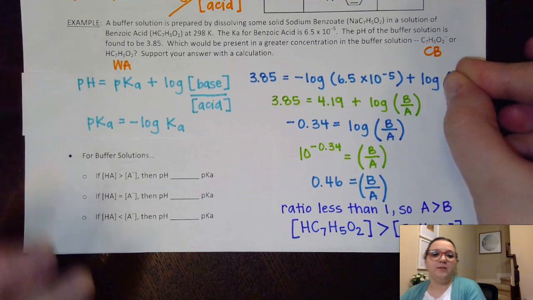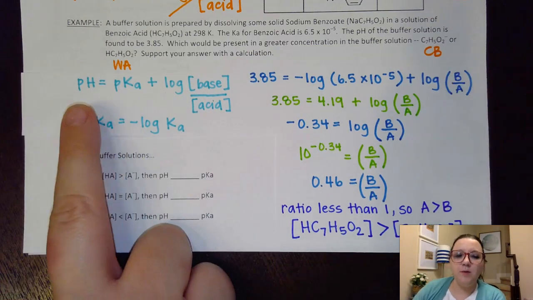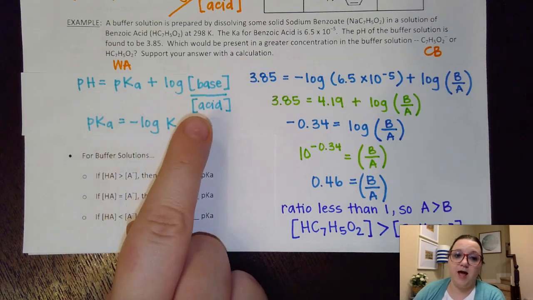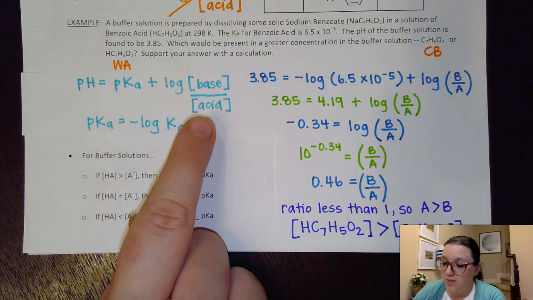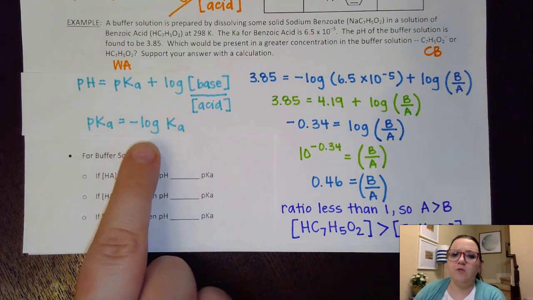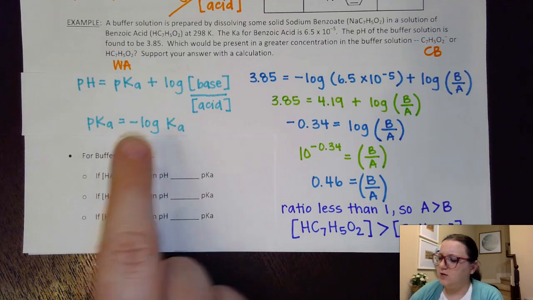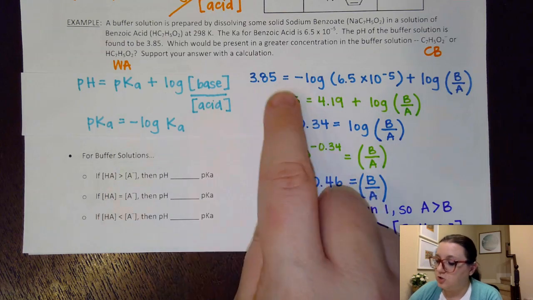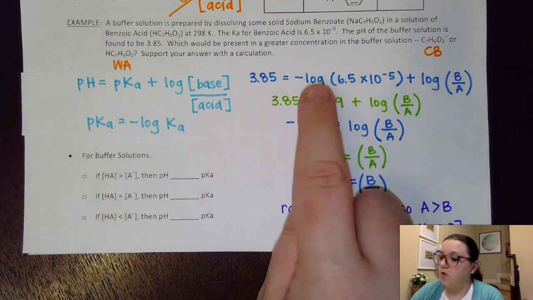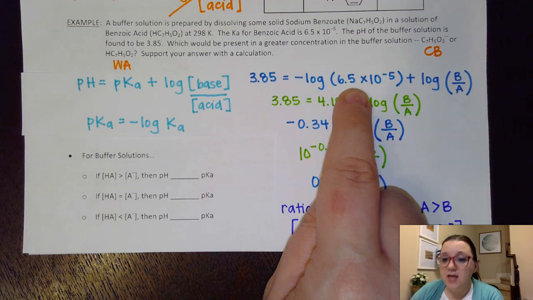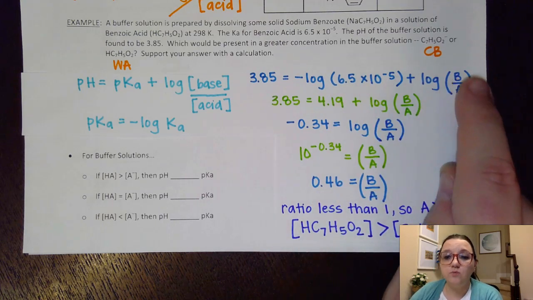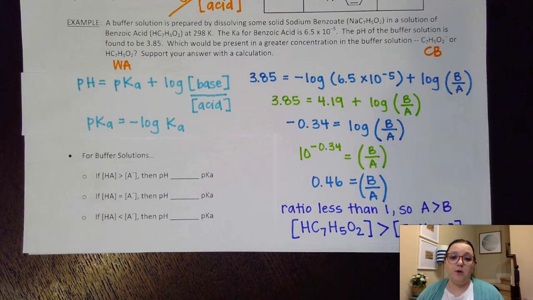So first off, I wrote my equations over here. I know I'm going to need to think through this: pH equals pKa plus the log of base over acid. I also know that I don't have pKa, I have Ka, and so I need to do the negative log of Ka. So what I did here is I set up what I know in my equation. I know the pH, I know that I have to take the negative log of the Ka, and then I have to do the log of base over acid. And this ratio is really what I'm trying to think about here.